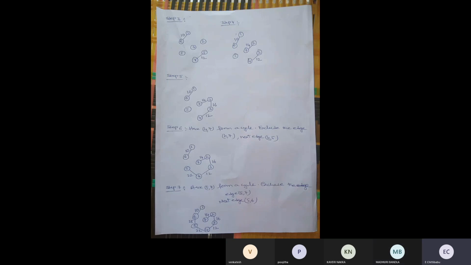What is the next minimum edge? (5,6), sir. Include (5,6) into the tree. What is the next minimum edge? (1,2). Write down (1,2). It forms a cycle.